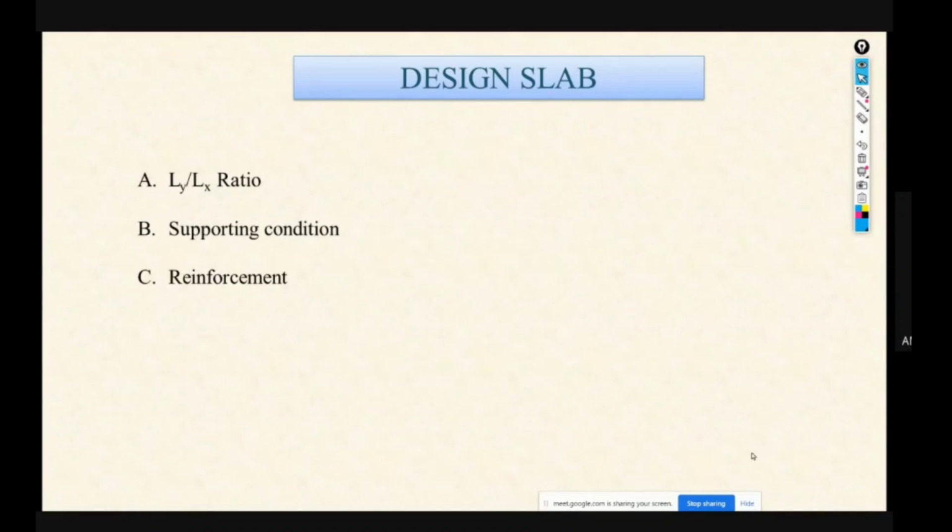If you see the slab, it is of two types: one way slab and two way slab. But whether it is one way or two way depends on some parameters. Whatever slab we are designing, we have to first decide whether it is a one way slab or a two way slab, and then we will focus on the reinforcement. Here I have mentioned three points, and on the basis of these three points, we will decide whether the given slab is a one way slab or two way slab.